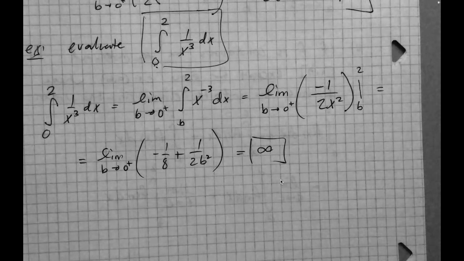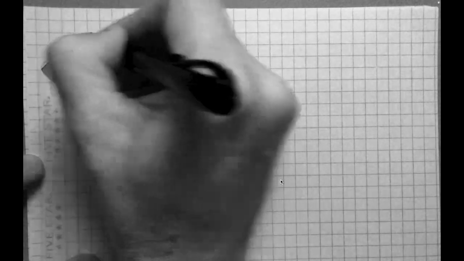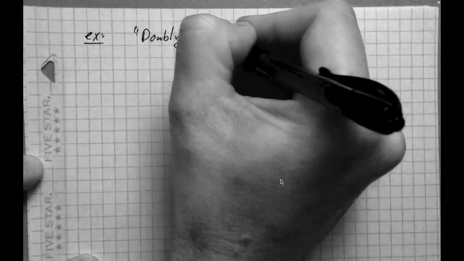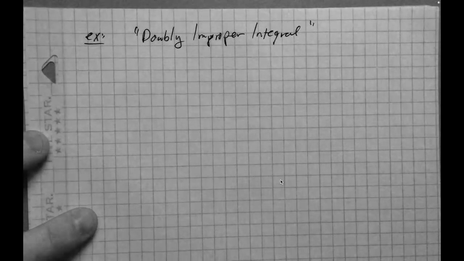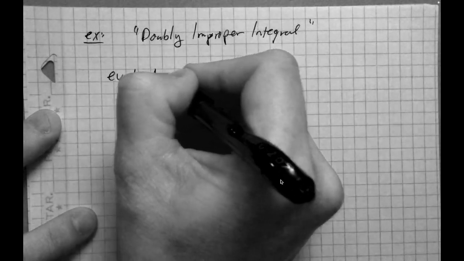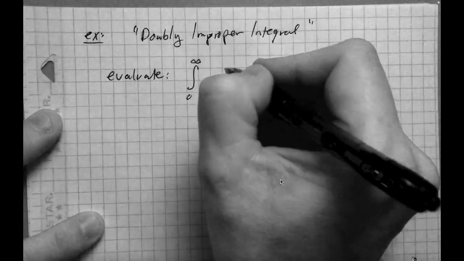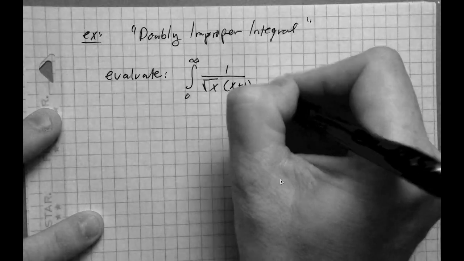How about we finish up with a harder case? Let's see. Get a new sheet here. We'll do one more example, and this is an example where we've got a doubly improper integral. So the integral is doubly improper. So let's evaluate the integral from 0 up to infinity of 1 over the square root of x times x plus 1.